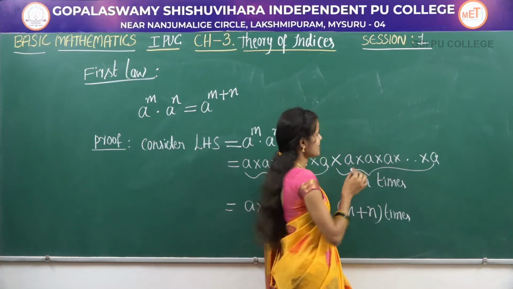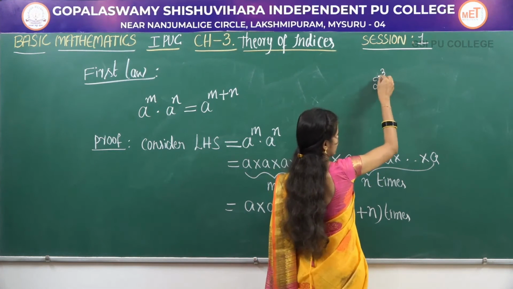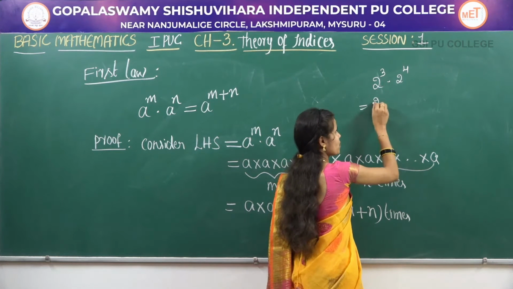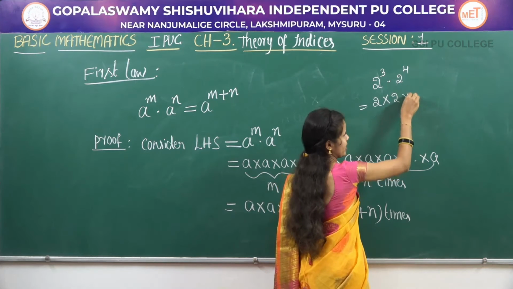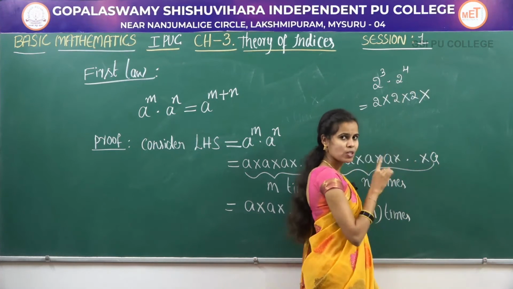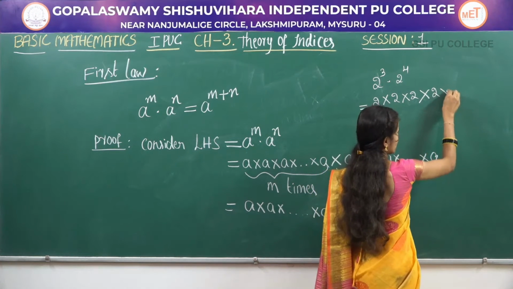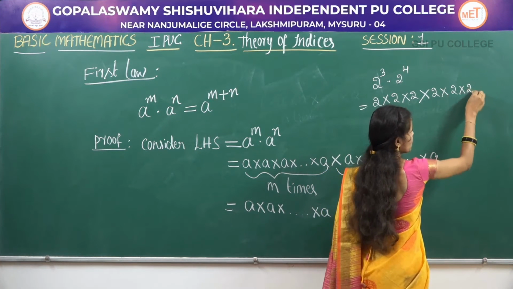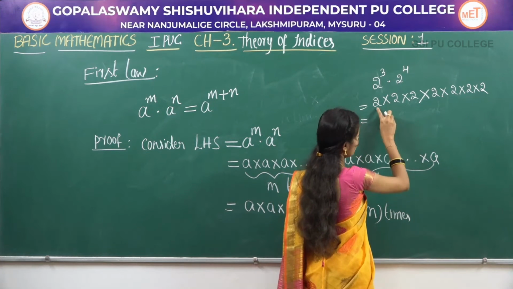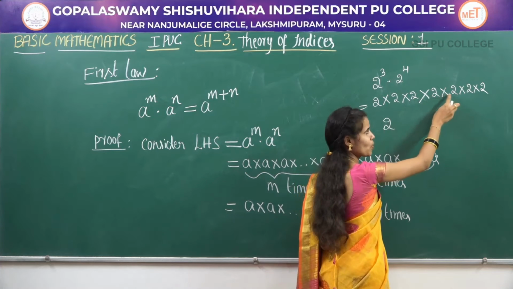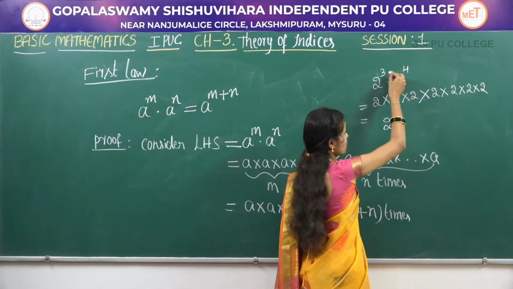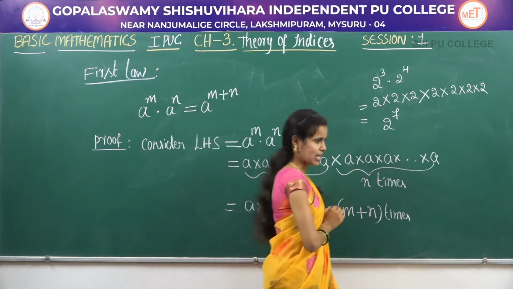For example, consider 2 to the power of 3 into 2 to the power of 4. Here 2 to the power of 3 means 2 three times: 2 into 2 into 2. 2 to the power of 4 means 2 four times. So 2 into 2 into 2 into 2 and so on, how many times is 2 used? 1, 2, 3, 4, 5, 6, 7. So 2 to the power of 7. So 3 plus 4 is equal to 7.